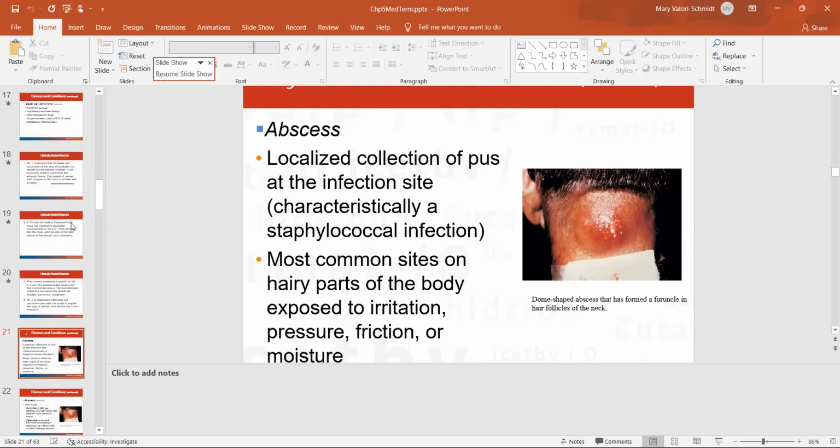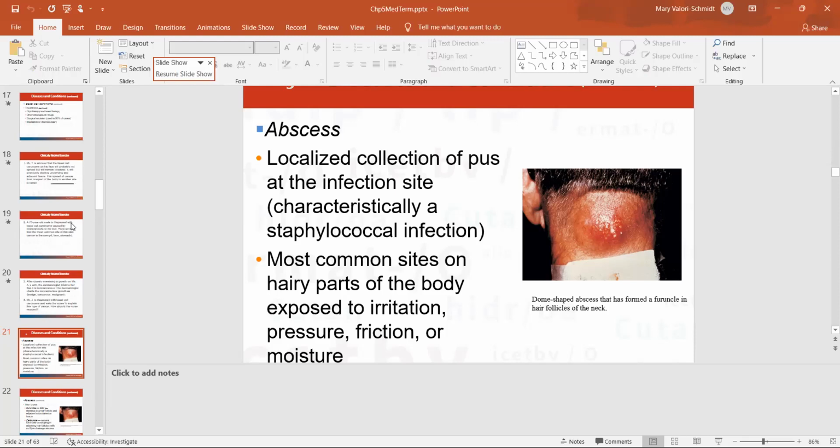Then we have something called an abscess. Abscesses are fun. This picture shows an abscess at a furuncle, which is a fun word. It's a hair follicle that fills up with purulent exudate or pus. Usually it's a staph infection. So the word abscess just means a localized collection of pus at the site of an infection, okay?